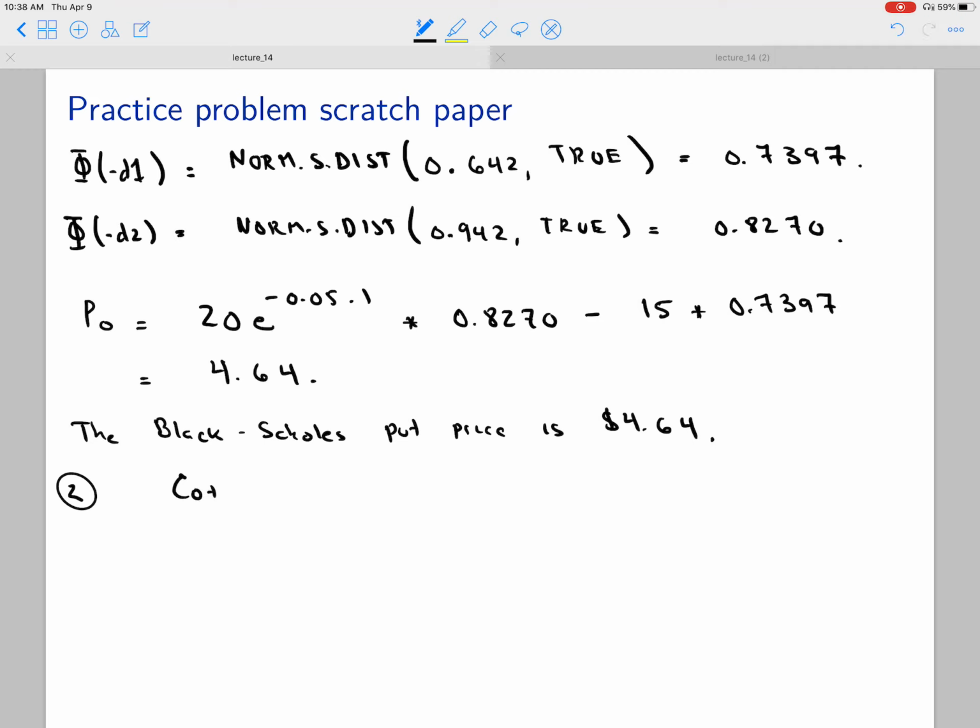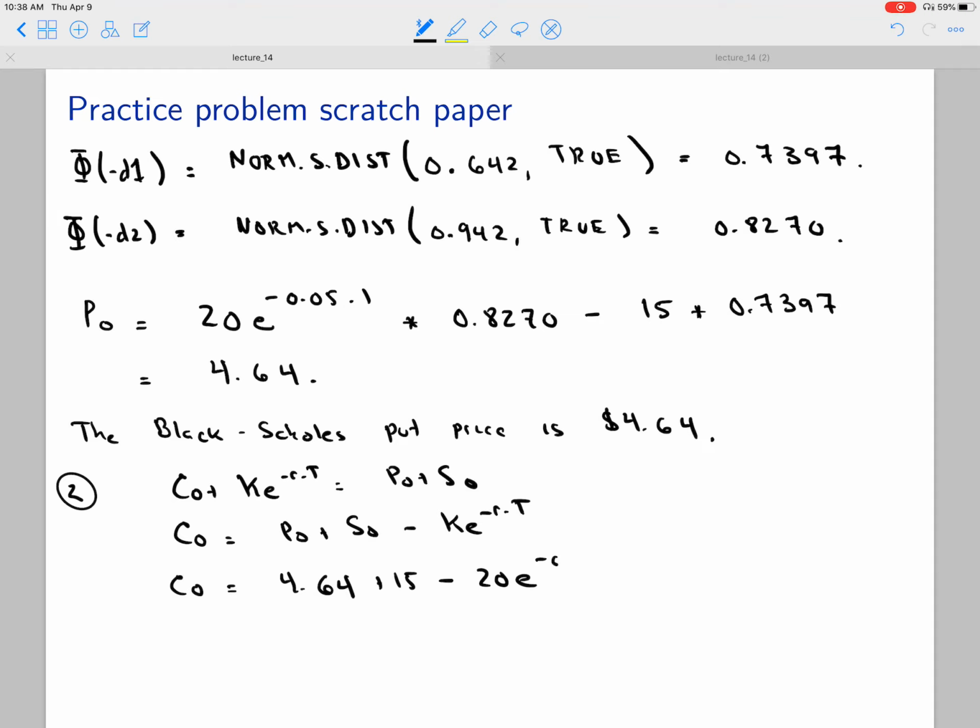fiduciary call is equal to a protective put, or similarly, a call is equal to a protective put minus the present value of the strike. Plug in inputs. Put price, 4.64, we just found that out, plus 15 minus present value of the strike. What is this going to be? The call price, plug in all this on your calculator, you're going to come up with 61 cents.